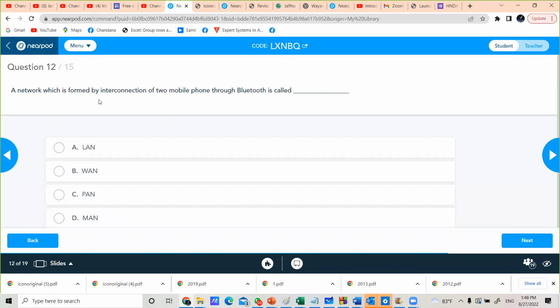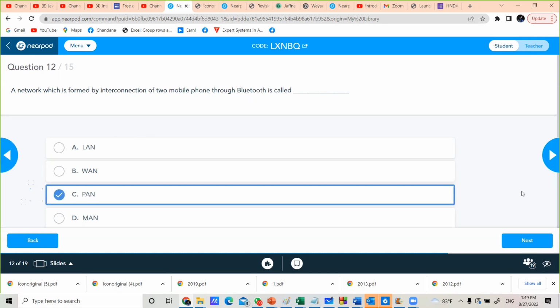A network which is formed by interconnection of two mobile phones through Bluetooth is called what? Normally, two mobile phones are close to each other, and using Bluetooth means short distance. If you want to connect devices over a short distance, one technology is Bluetooth. Therefore, it is under PAN, personal area network.